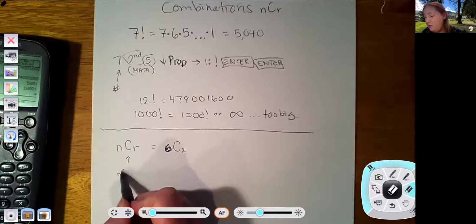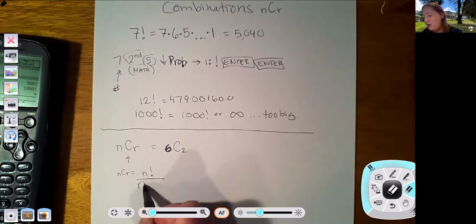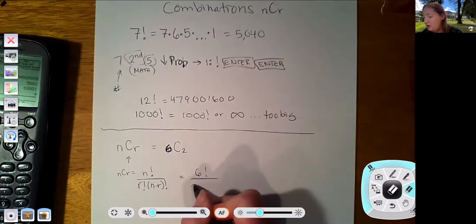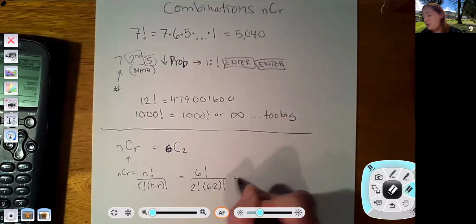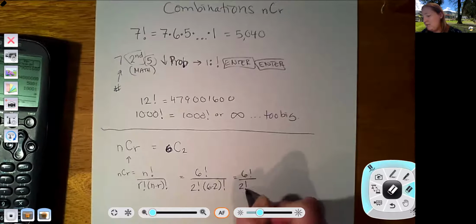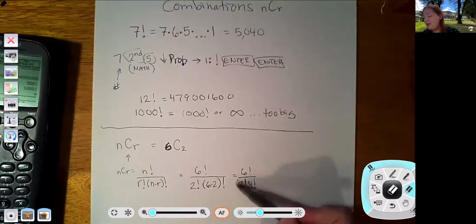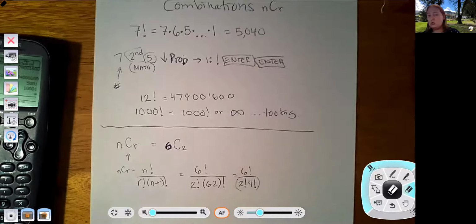The nCr formula is n factorial divided by r factorial times n minus r factorial. So you would do 6 factorial divided by 2 factorial times 6 minus 2 factorial. You would simplify that, and you can type it into the calculator like this. And the benefit of that is, what if this number was so big that your calculator couldn't handle it? Sometimes it can handle it when it's in combination with dividing out some of it.